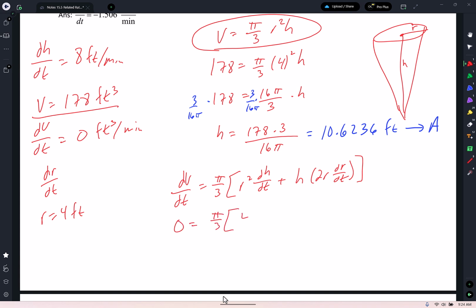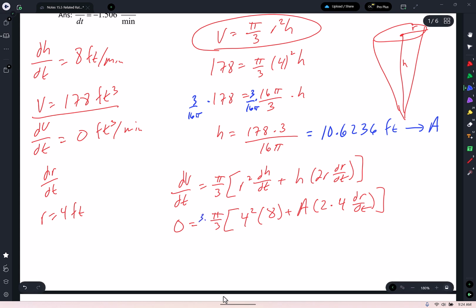R squared is 4, so 4 squared. I'm looking for dh/dt. Nope, I have dh/dt. I'm looking for dr/dt. 8 plus A times 2 times 4 times dr/dt. Okay. Are we okay, guys? It turns to algebra. Times 3 over pi times 3 over pi. Anything times 0 is 0.